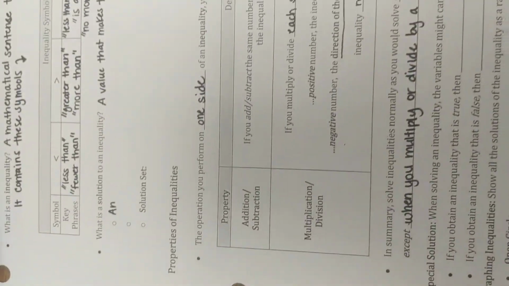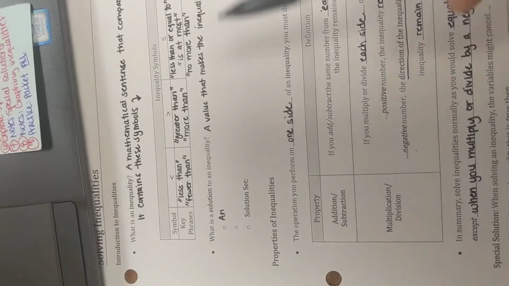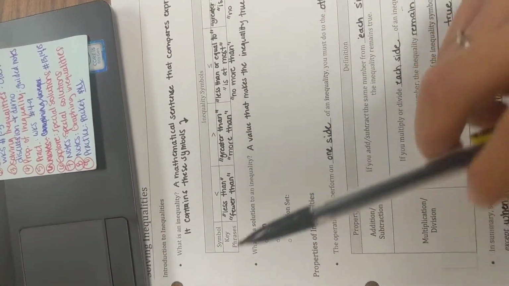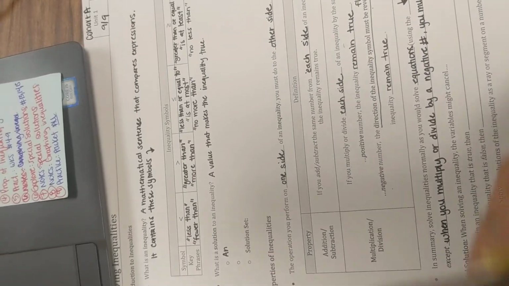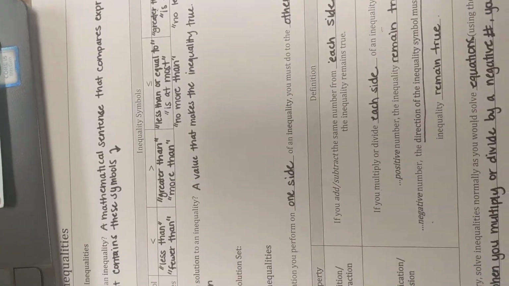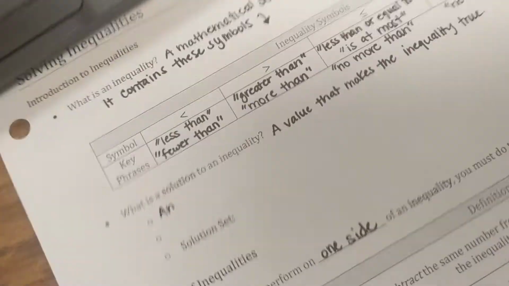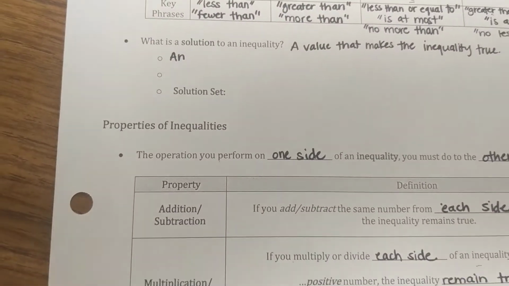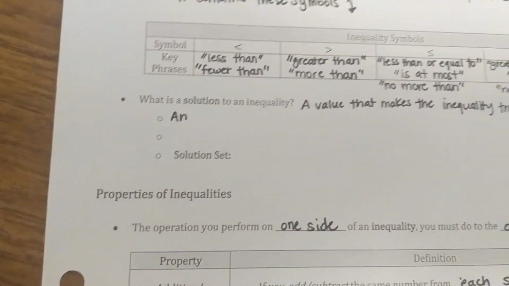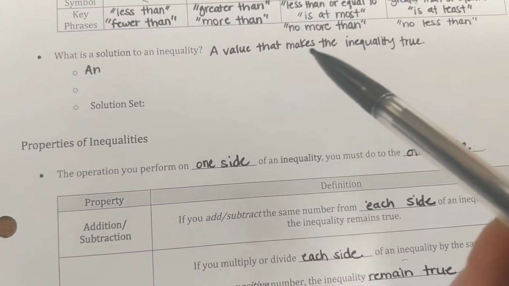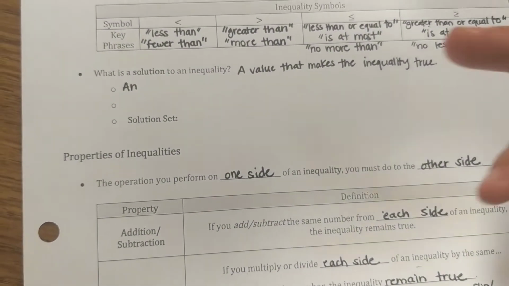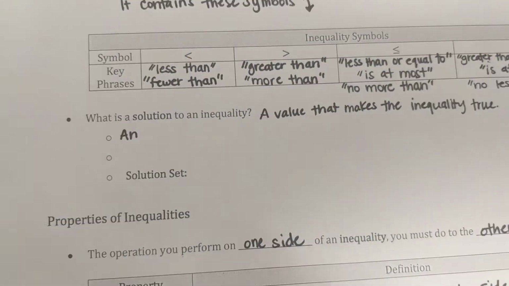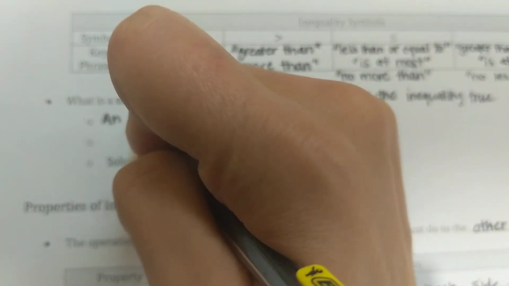All right, let's go back to your note sheets. I want to make sure we have this filled out. What is the solution to an inequality? I hope my screen doesn't keep changing on me when I upload this, but all right, you guys. So the solution to an inequality is a value that makes the inequality true. So there's some things we should know. The first thing is that an inequality can have more than one solution.